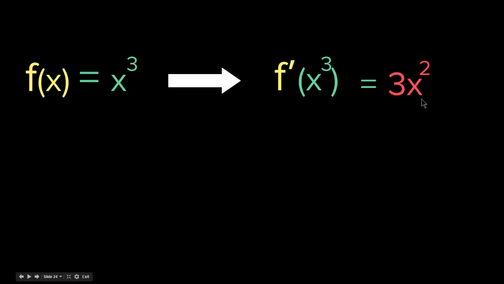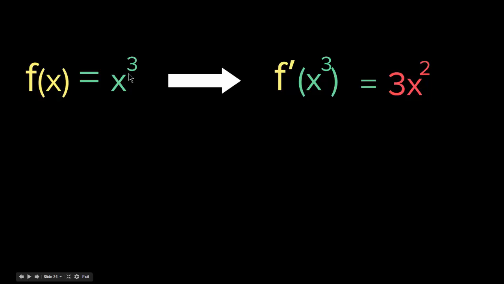As you can see, we had a constant right here. We multiplied by the power, it became 3. We took 1 off the power, it became 2. So the derivative of x to the third became 3x squared. This is basically how you find the derivative of a function that contains a power.